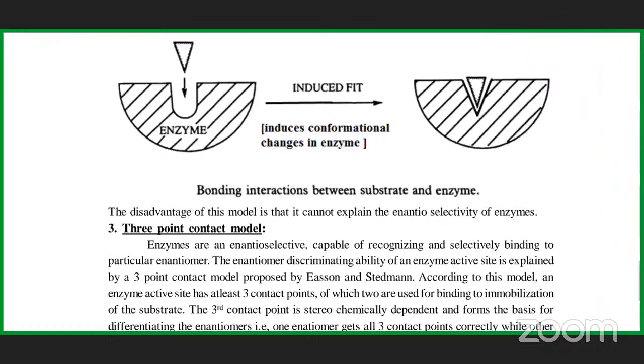This model also has some disadvantages. The disadvantage is that it cannot explain the enantiomer selectivity of enzymes. Enantiomer selectivity is nothing but the selectivity for stereoisomers, where the spatial arrangement of the atoms differs. When the spatial arrangement of the atoms changes, whether binding is feasible or not is not explained in this induced fit mechanism.